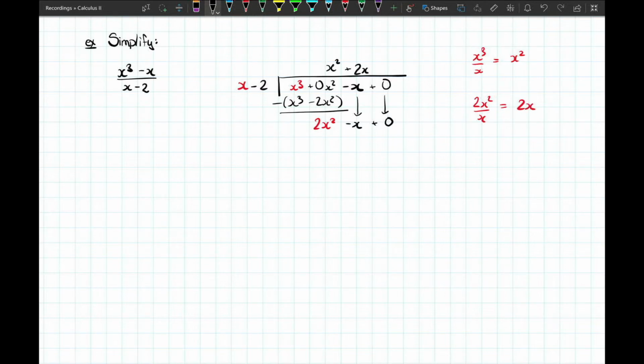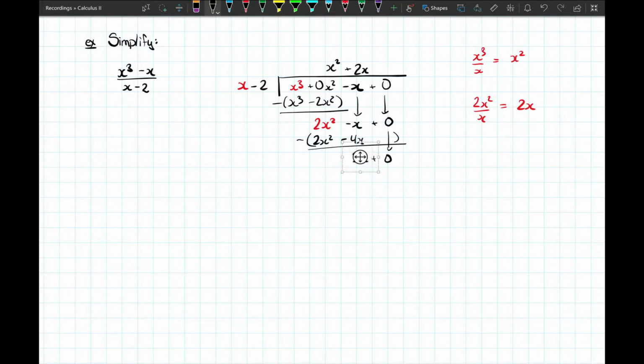And we will need to take x minus 2 times 2x. That gives us 2x squared minus 4x. And we'll have to subtract to find the remainder. 2x squared minus 2x squared is 0. Negative x minus negative 4x is positive 3x, and we'll continue to bring down the 0.